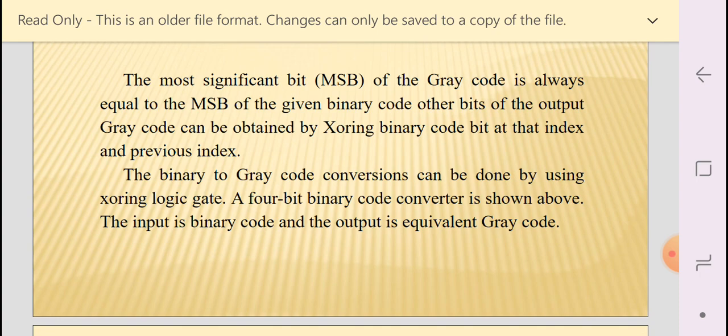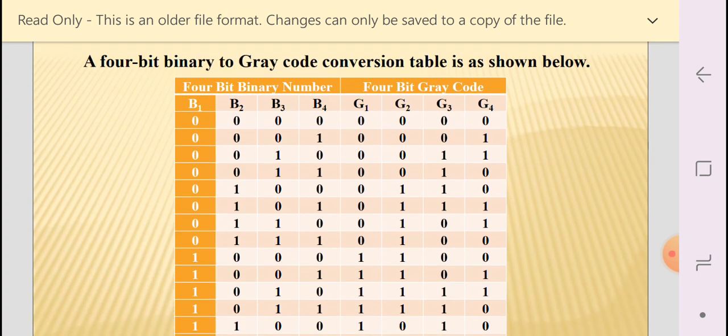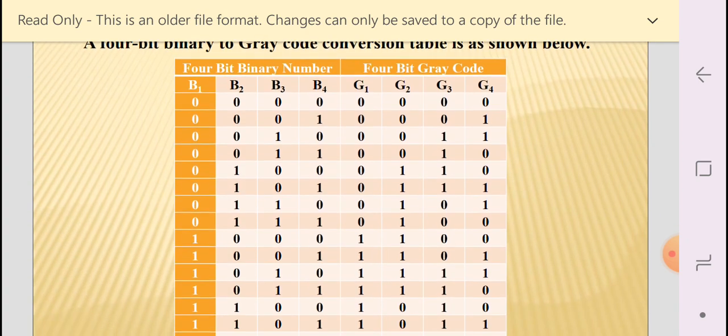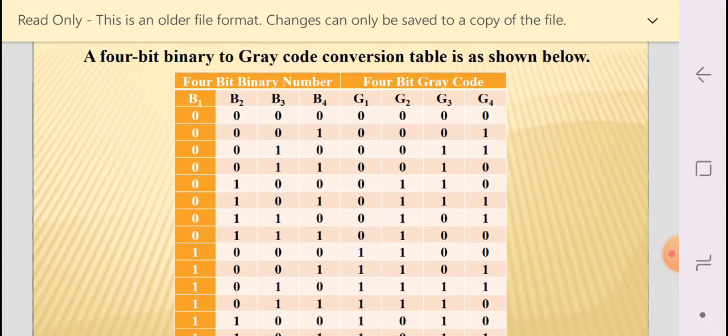A 4-bit binary to gray code converter is shown above, and the input is binary code and the output is the equivalent gray code. So here we are considering the input as binary code and the output as gray code. Look at this table, this is a very important table, you have to convert it into the gray code.